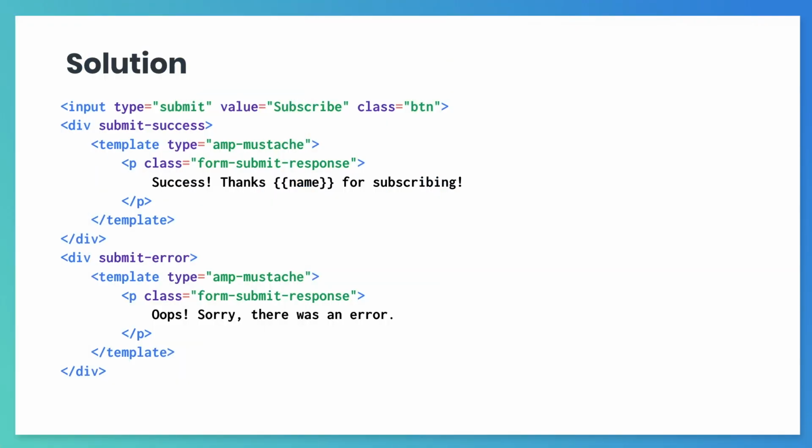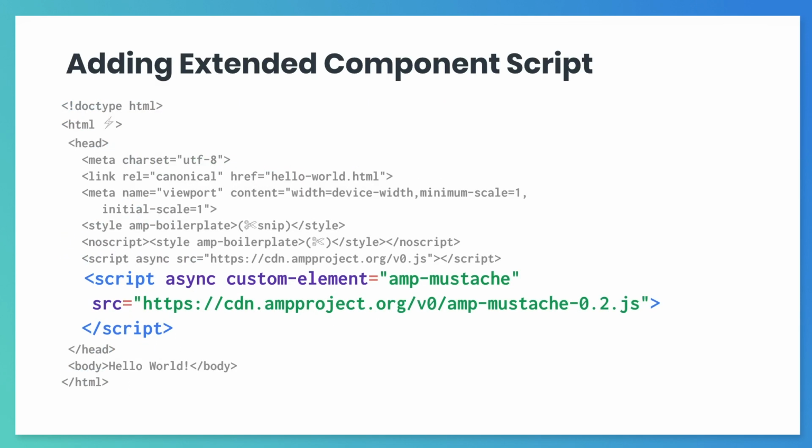And here's how your solution should look. Notice the new Submit Success div, which contains the template for the success message, and the new Submit Error div with the template we'll use on failure. And as usual, don't forget to add the script for AMP Mustache in the head tag.